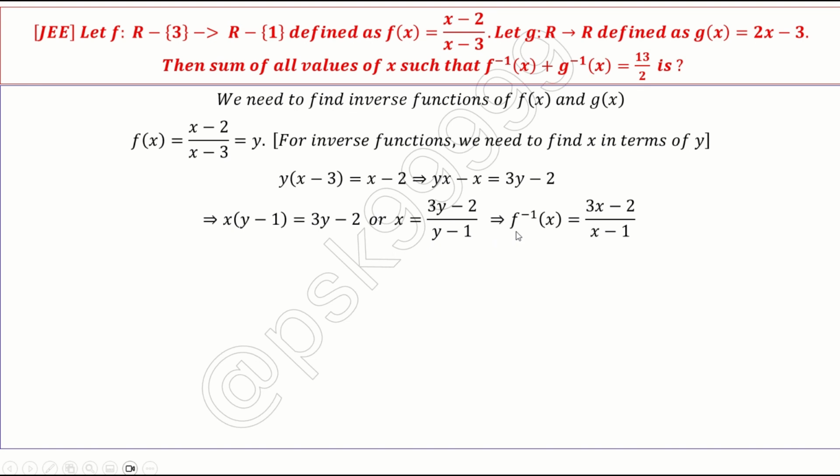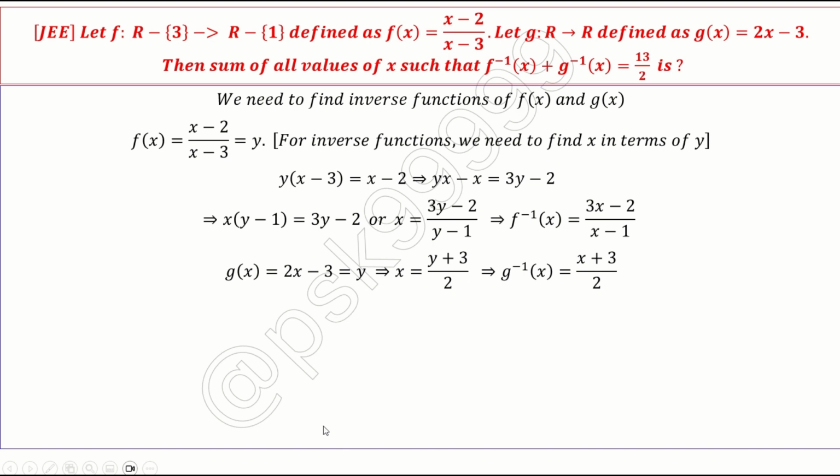What you will get is x equals (3y minus 2) divided by (y minus 1). So this y is nothing but f inverse of x, right? So f inverse of x is nothing but (3x minus 2) divided by (x minus 1). This is my inverse function. Similarly, I will find the inverse function for g of x. g of x equals 2x minus 3, let it be y, which implies x equals (y plus 3) by 2. So my g inverse of x is equal to (x plus 3) by 2.